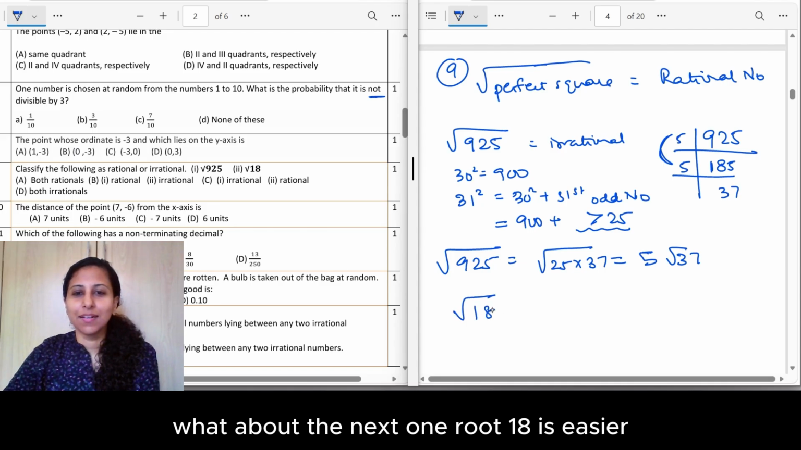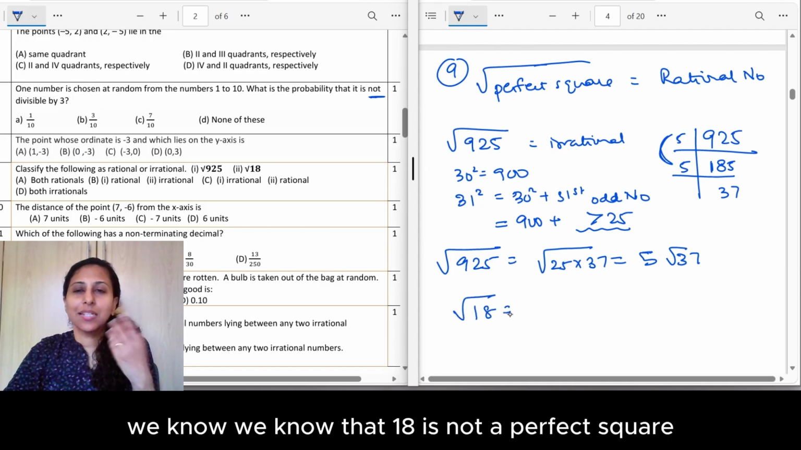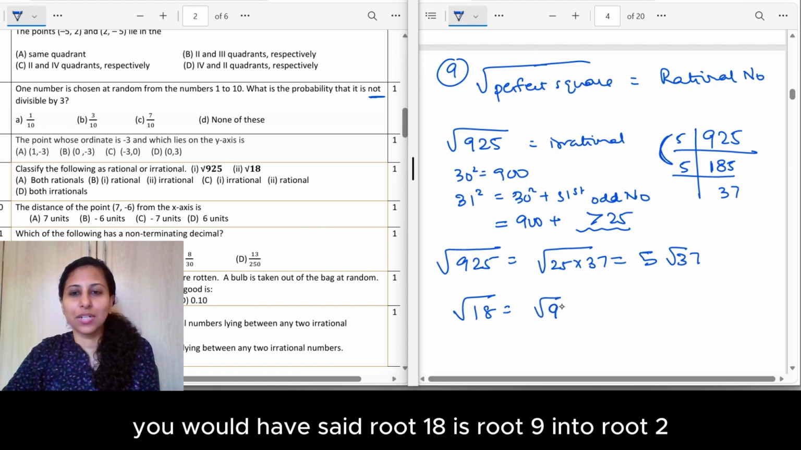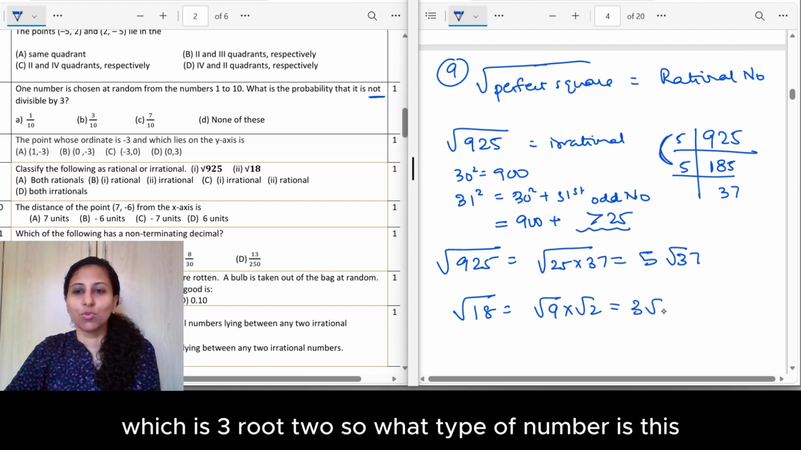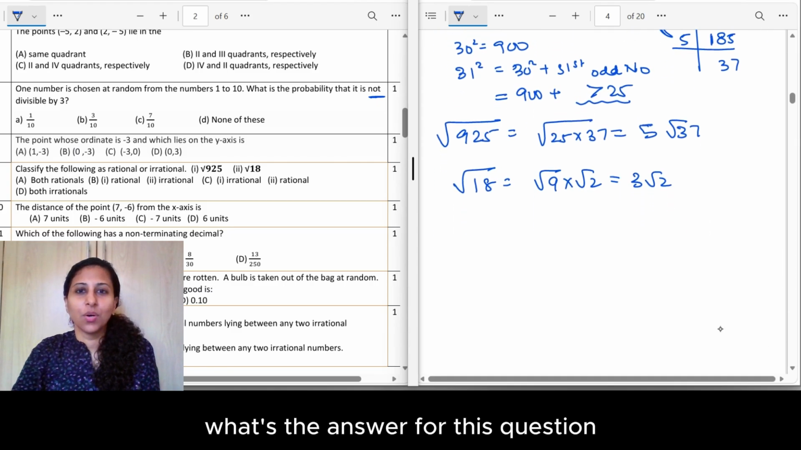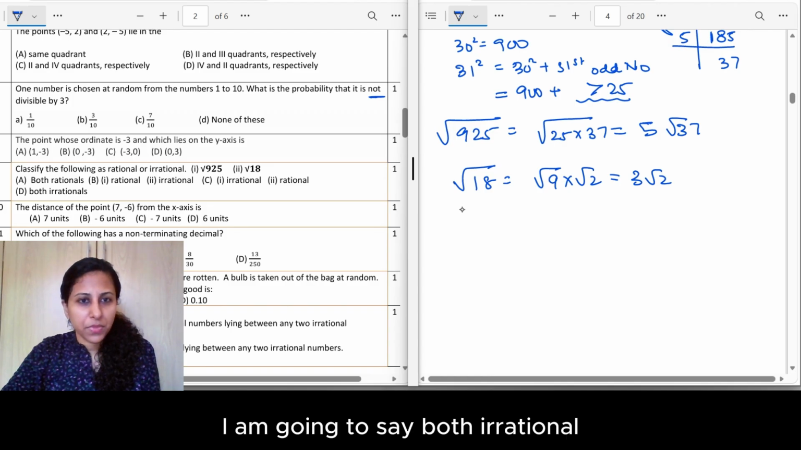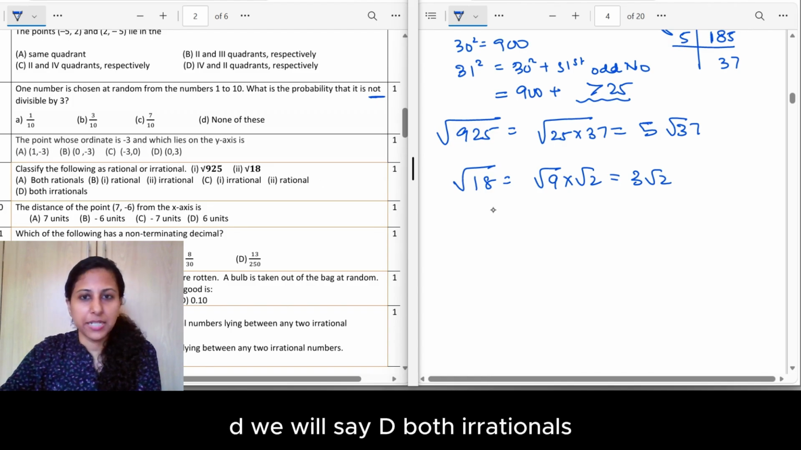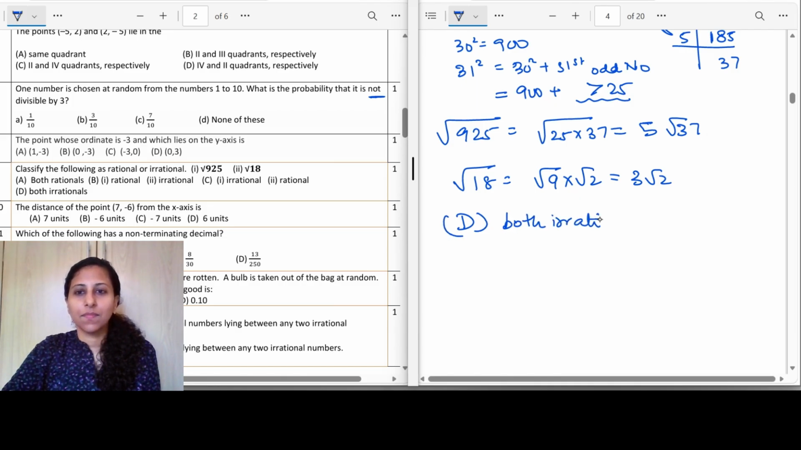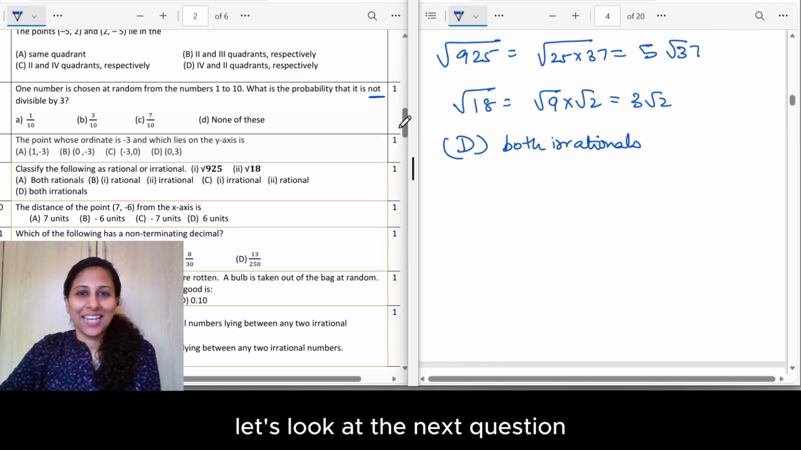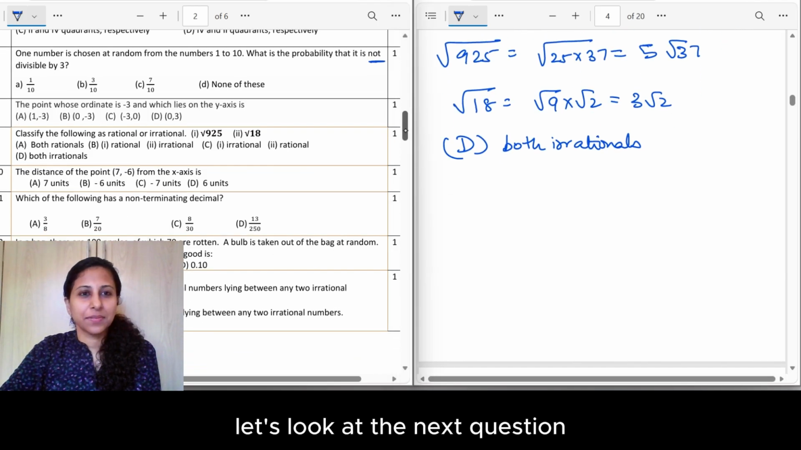Root 18 is easier. Root 18, we know that 18 is not a perfect square. If you're writing the steps like this, you would have said root 18 is root 9 into root 2, which is 3 root 2. So what type of number is this? This is also irrational. What's the answer for this question? I am going to say both irrational. Which one is giving me that option? D. We will say D, both irrationals. Okay. Let's look at the next question.